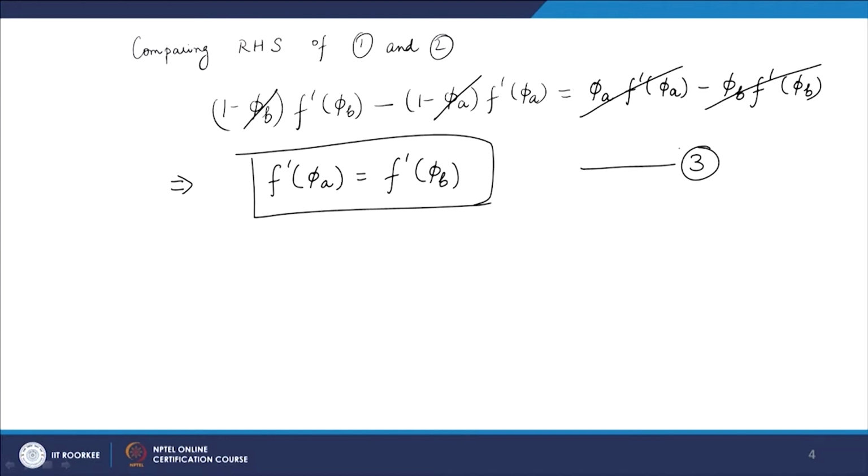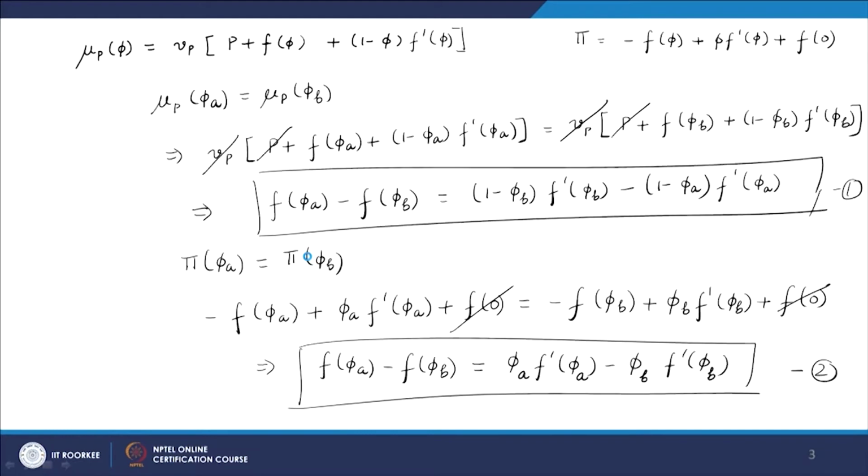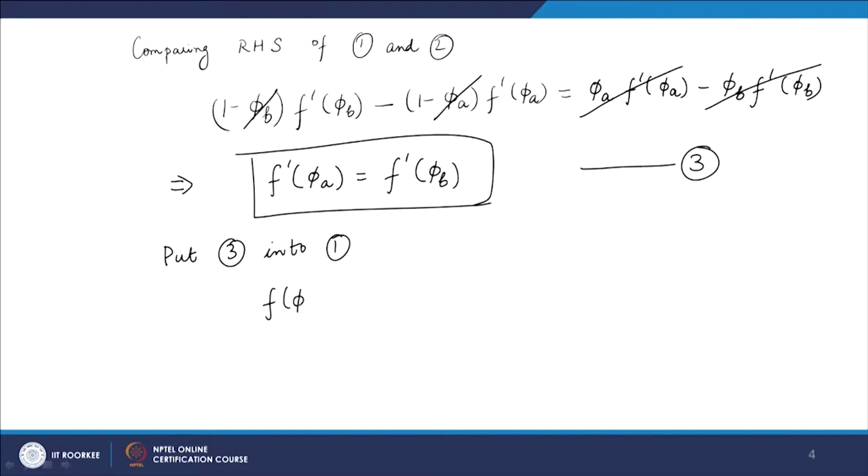So, now what we get is that to attain the phase equilibrium, the derivative of the Helmholtz free energy densities at the 2 points must be equal. That is one thing. Now, we can put 3 into, say 1, the expression we have written earlier, and what we do get is f of phi A minus f of phi B is now equal to, so f prime is anyway same for both, and it is 1 minus phi B minus 1 minus phi A.